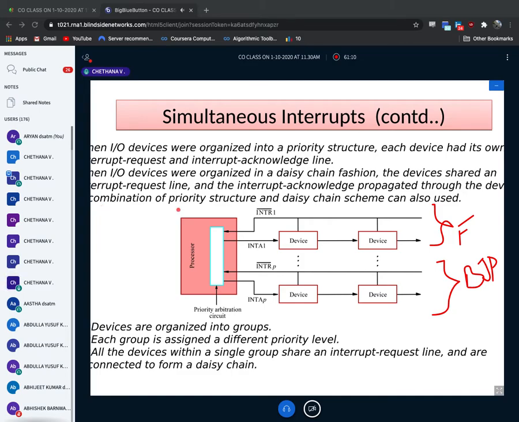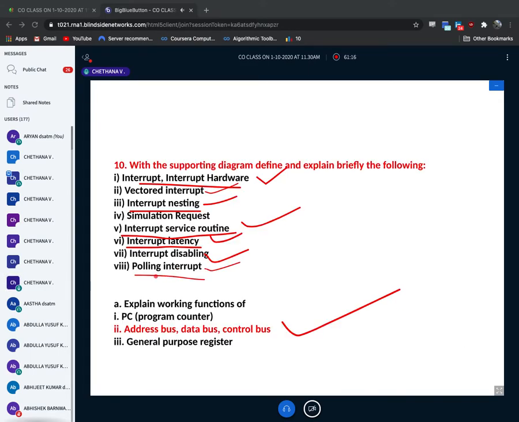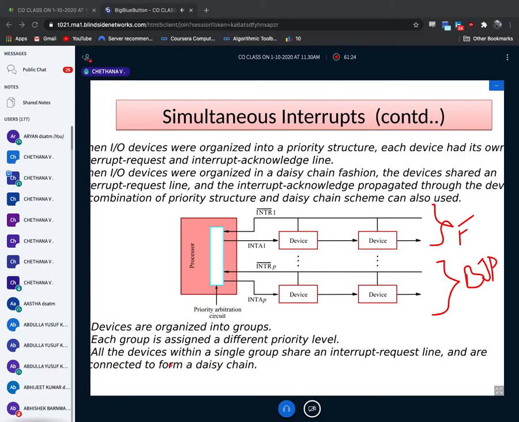Okay. That's about simultaneous things. So that is about simultaneous interrupts. Just I'll show you that question. See here. Simultaneous request. Yes. I think almost all the concepts are covered. Now, any doubts you have? All the concepts I have covered.